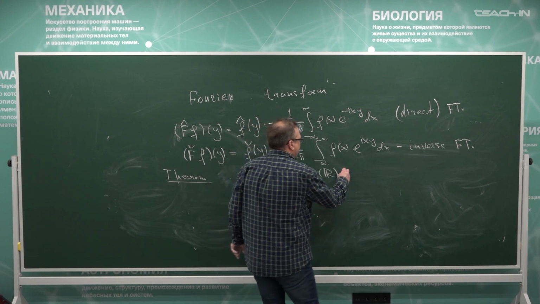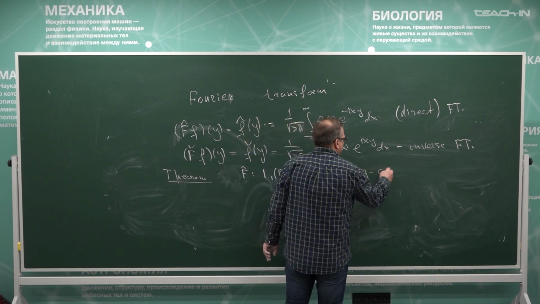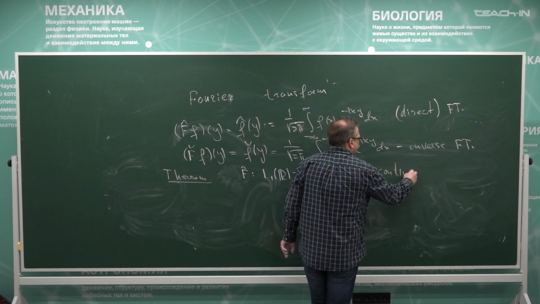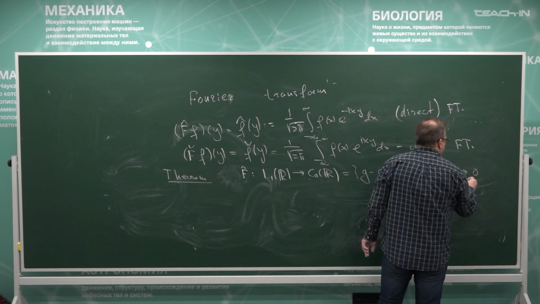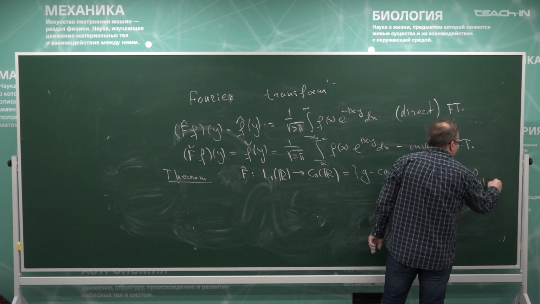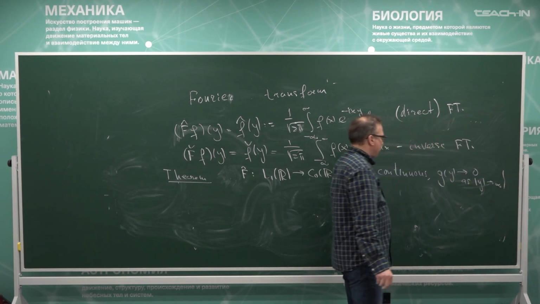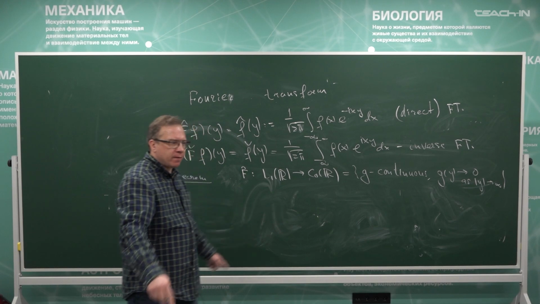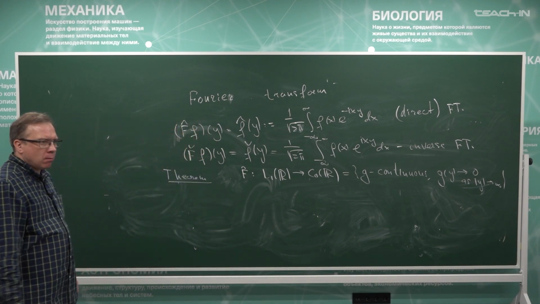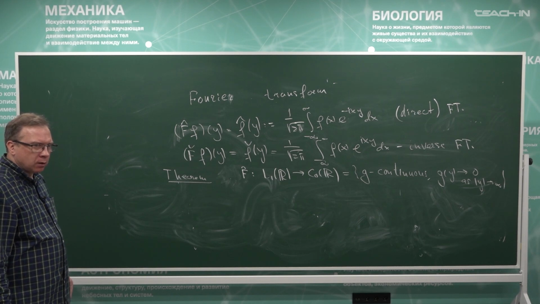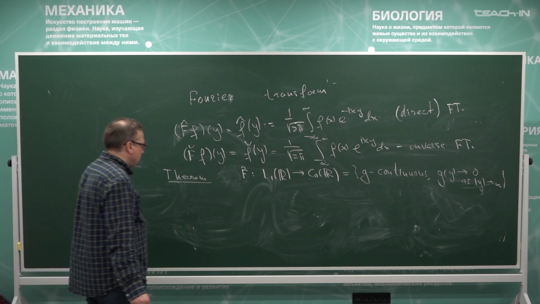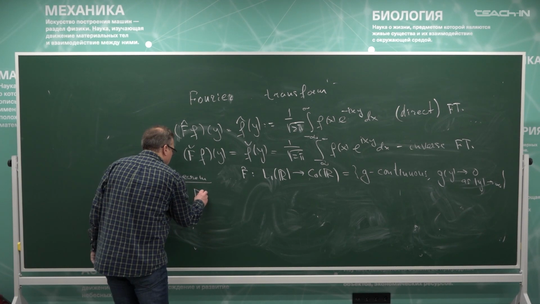So what is this function? g is continuous, and g(y) tends to 0 as y tends to infinity. The function vanishes at infinity. Proof of this theorem.